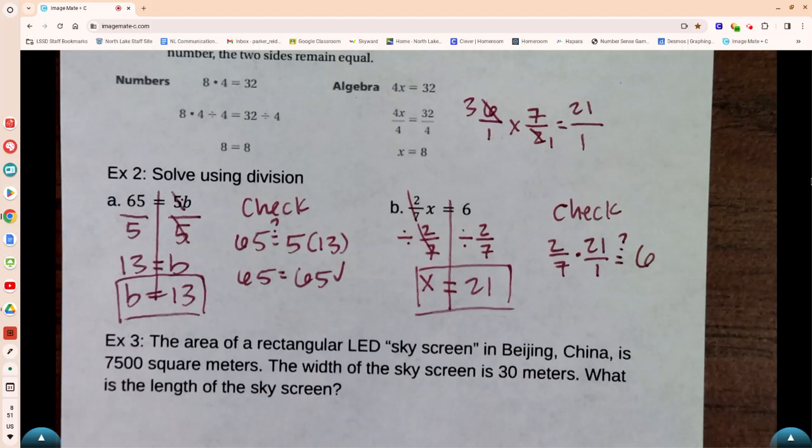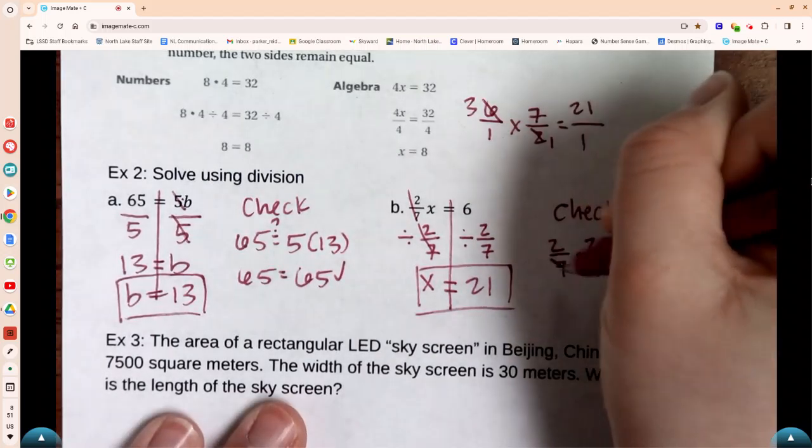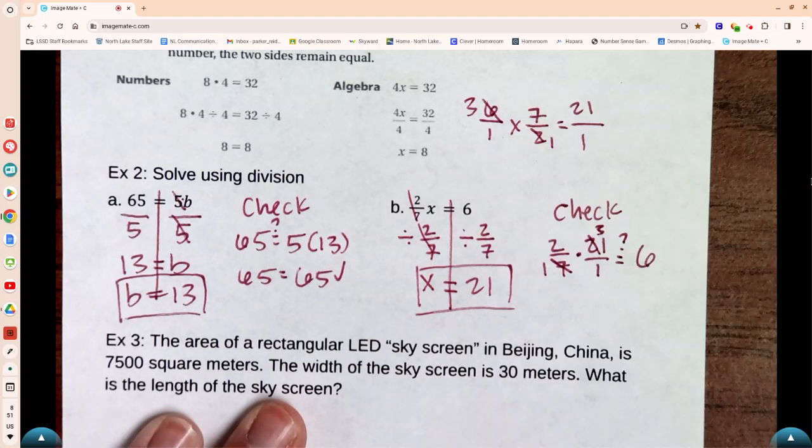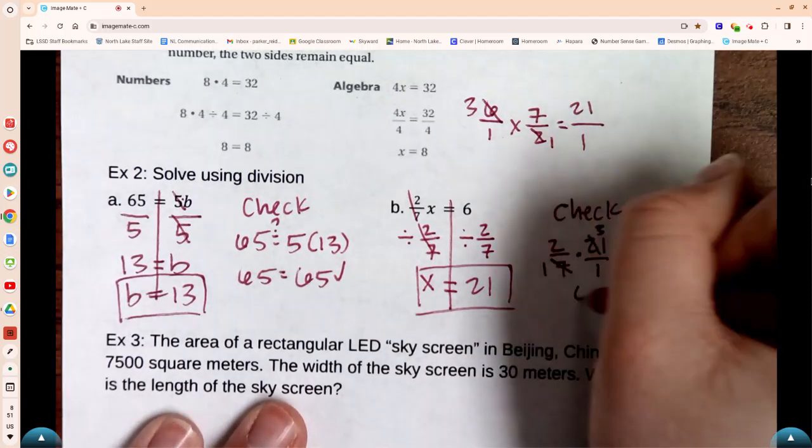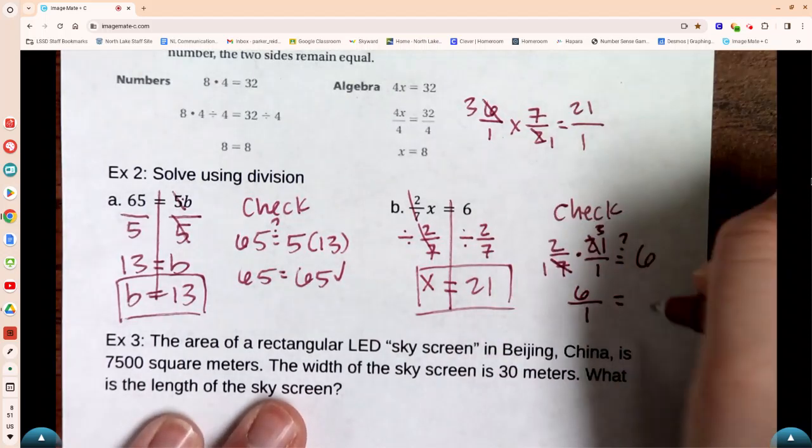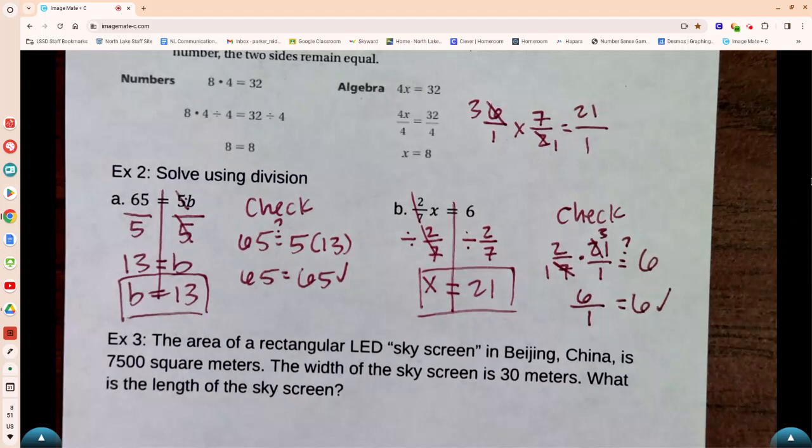Now I'm going to actually do the fraction multiplication to see if it's 6. 7 goes into 7 once and into 21 3 times. 2 times 3 would be 6. 1 times 1 would be 1. 6/1 and 6 do mean the same thing, which means you did it correctly. Questions about example 2b?